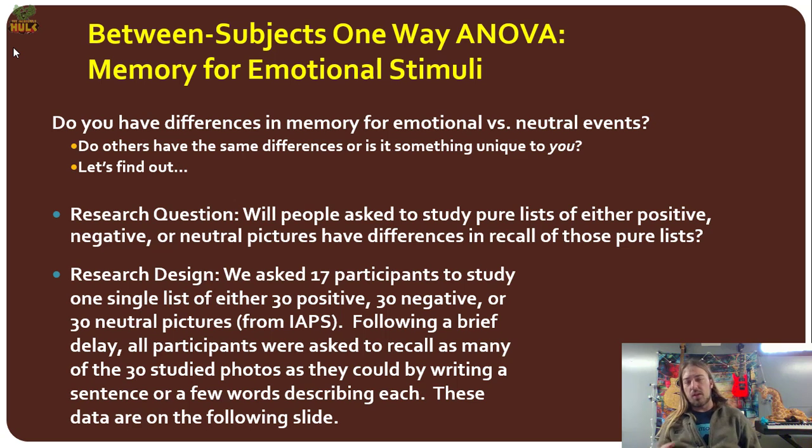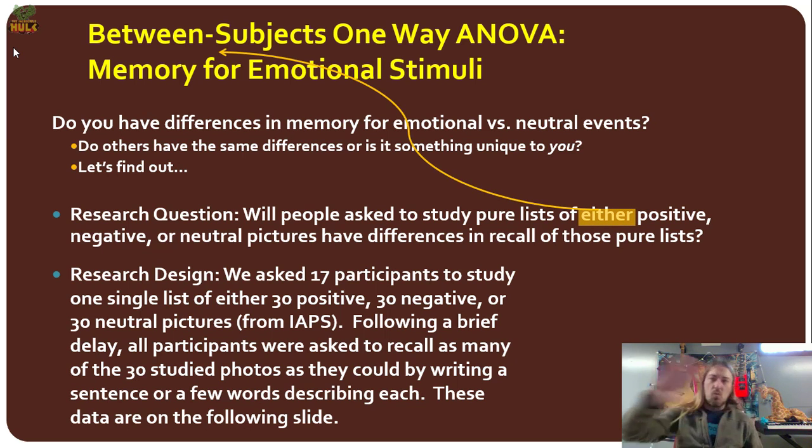We get more specific, we can say we've got 17 participants. They're going to study a single list of either 30 positive, 30 negative, or 30 neutral. So either is a key word there, letting us know that they do one versus the other. This was also up earlier where it says these pure lists of positive, negative, or neutral, right? And so that's why it's between subjects, right? Different groups of people in different groups. So remember, you still need to be able to identify based on the research design what type of test you're going to be running here.